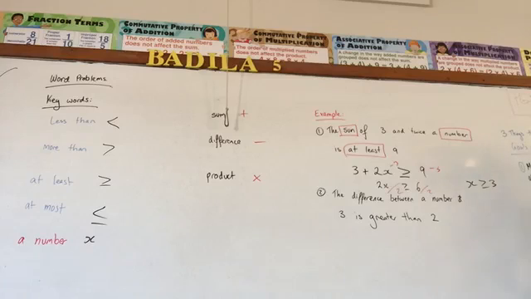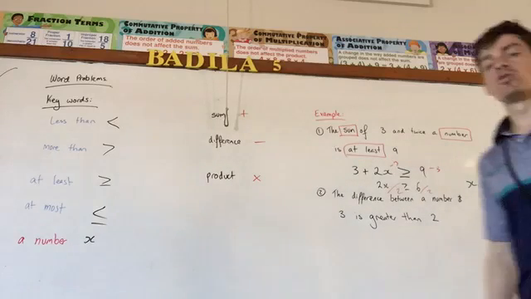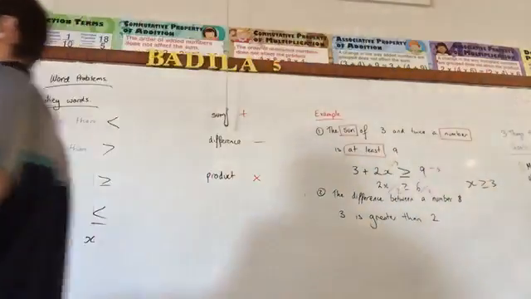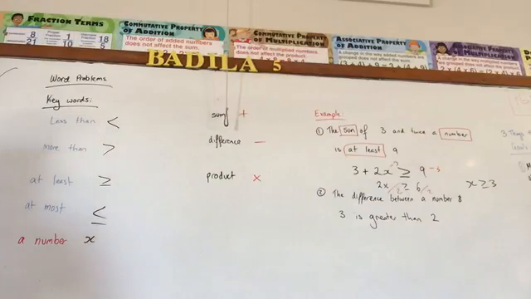3, 4, 5, 6, 7, they all work. 3.1, 3.2, so 2.9. No good. Have a go at the second example, then move on to question 6 on exercise 1E.